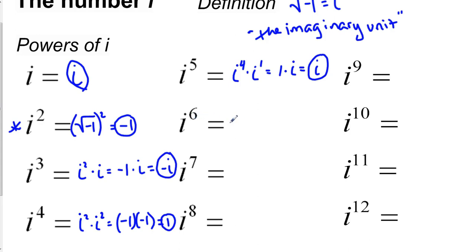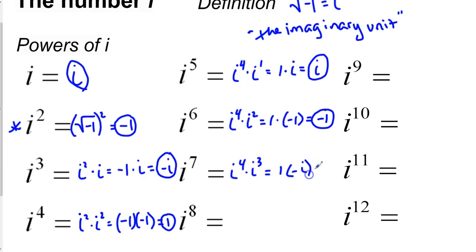All right, so i to the 6th, let's split it as i to the 4th times i squared, because 4 plus 2 equals 6. Well, let's look up on our table here. i to the 4th is 1 times -1. That's going to come out -1. You're starting to see a pattern here, how these are forming. i to the 7th, we'll call it i to the 4th times i cubed. Well, i to the 4th, that's a 1. i cubed, that's a -i. So that's just going to come out to be 1 times -i, which of course is -i.